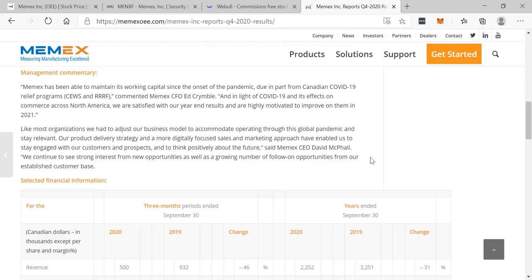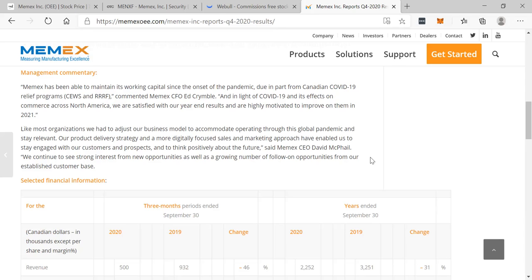Memex has been able to maintain its working capital since the onset of the pandemic, due in part to Canadian COVID-19 relief programs, CEWS and RRRF, commented Memex CFO Ed Krimble. And in light of COVID-19 and its effects on commerce across North America, we are satisfied with our year and results and are highly motivated to improve on them in 2021.